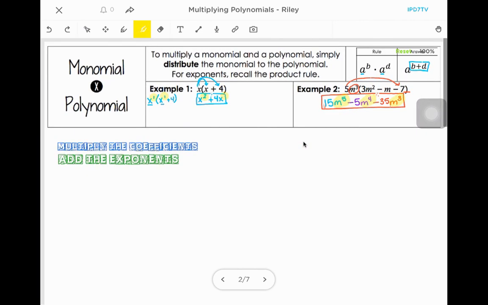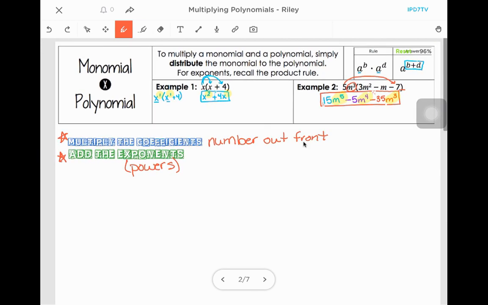Okay, so notice I kind of went in order. I multiplied my coefficients, so the number out front. I did that first. Then I looked at the exponents, or the powers. So m to the 3rd, m to the 2nd, and then I added them. All right, so kind of think about that when you are doing those.